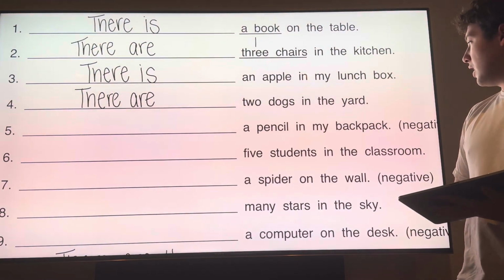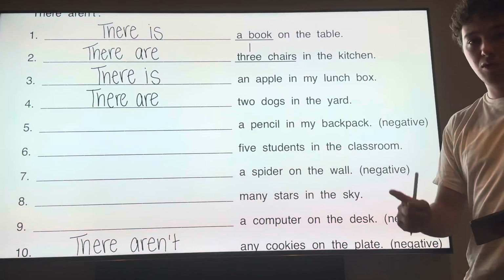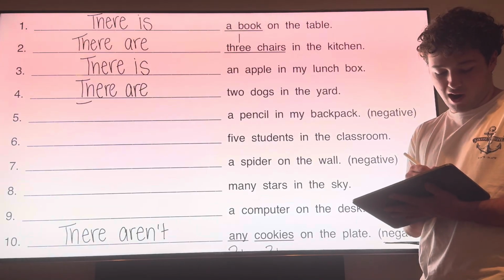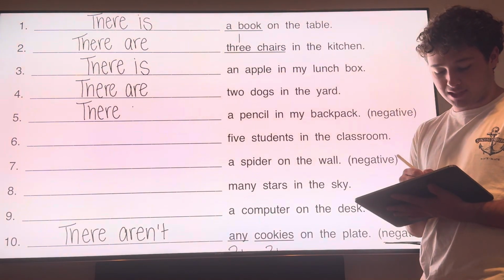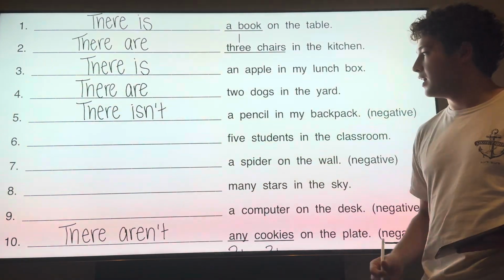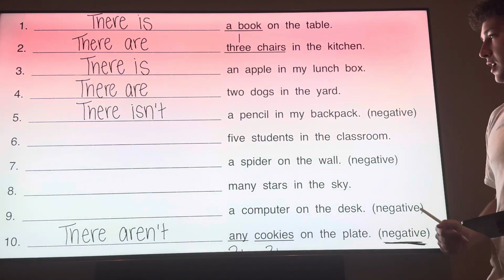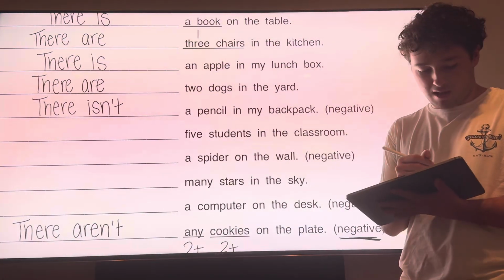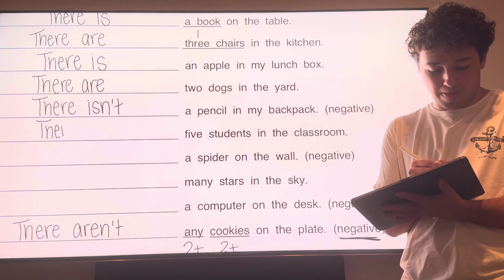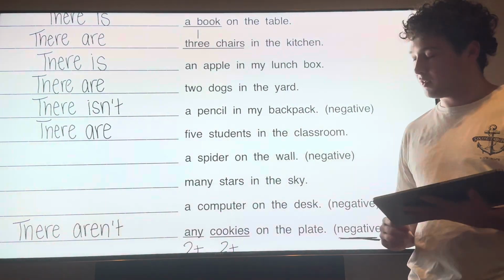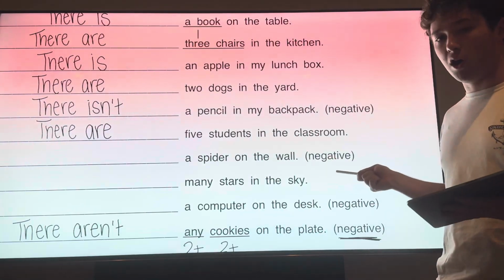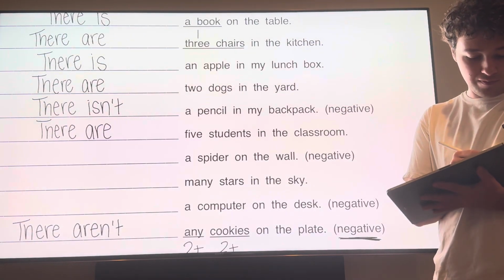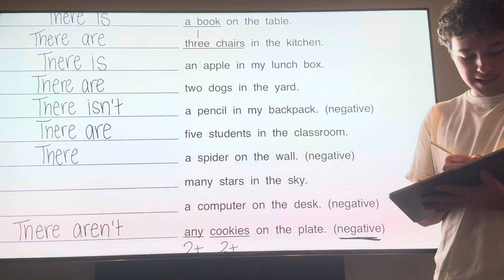Okay, number 5. Number 5 is a pencil, 1. However, it is negative as well. So number 5 would be there isn't. There isn't a pencil in my backpack. Number 6. 5 students in the classroom. 5. That's plural. So it would be there are. Number 7. A spider on the wall. That's just one, but it is negative. So we'd say there isn't.